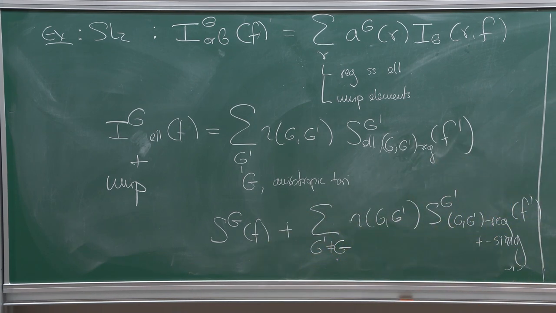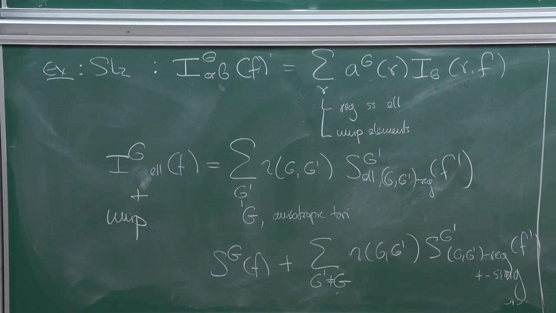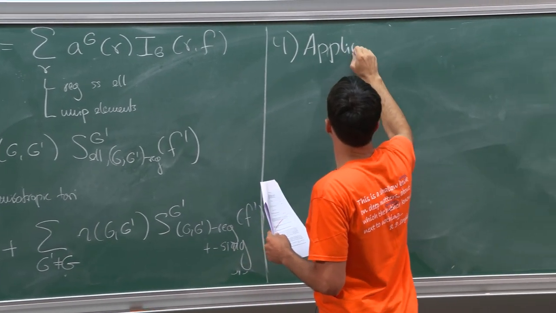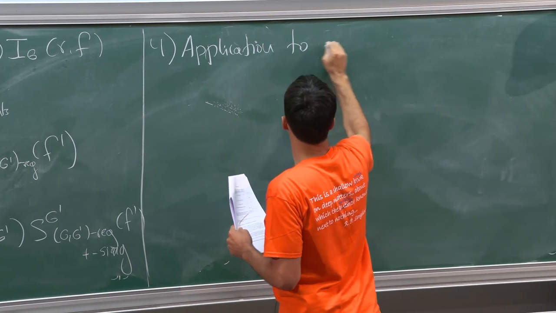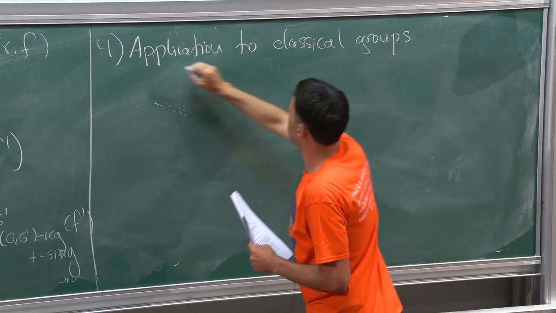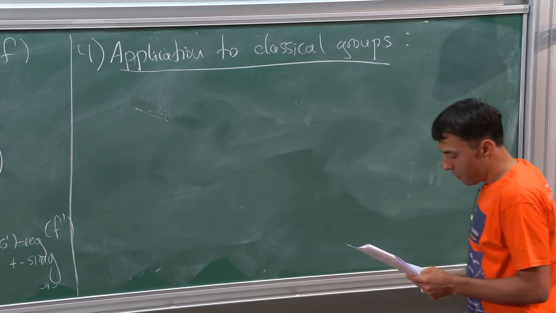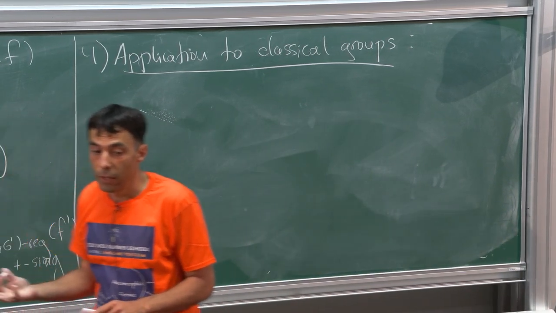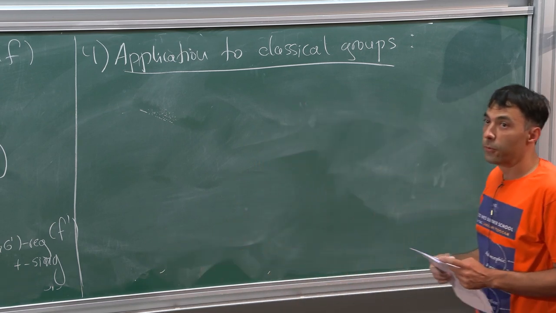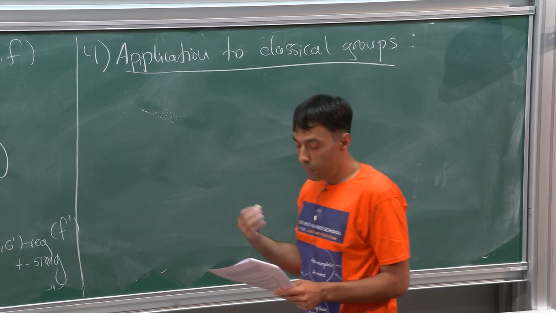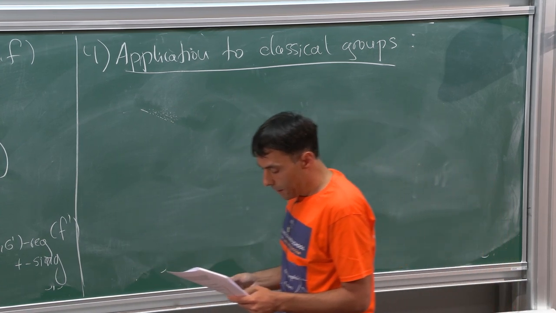That's right. Okay, so what I want to do now in the remaining time, we'll see how far we get, is the application to classical groups. So what is it that we want? We would like to prove Arthur's conjectures, both local and global, in a suitable formulation for classical groups, and would like to use the trace formula and its stabilization in order to do so.